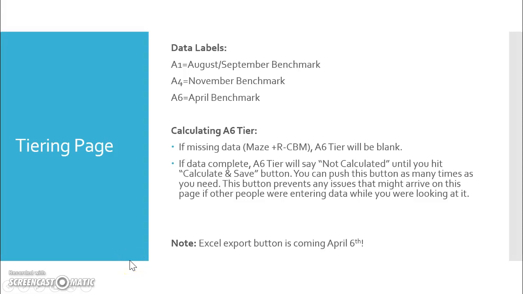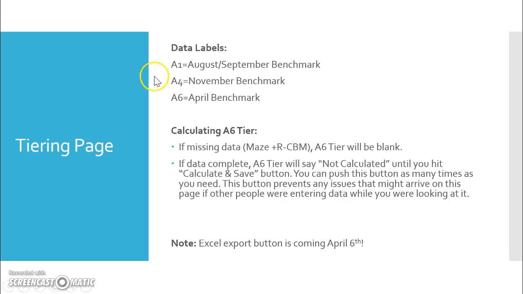All right, finally in this video, we're going to talk about the tiering page, which is an awesome new web page where you're going to be able to see all of the data as it's being entered in real time, and even as other people are entering in different parts of the campus. It's also going to give you in the moment analysis of how many kids are meeting goals, how many kids are moving up a tier, what percent of kids are fluent. It's really cool stuff.